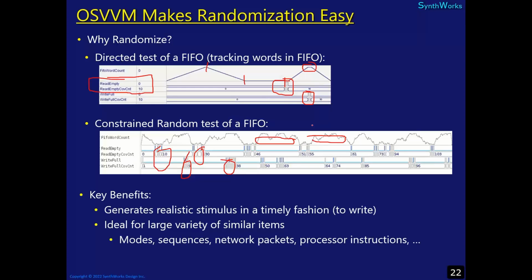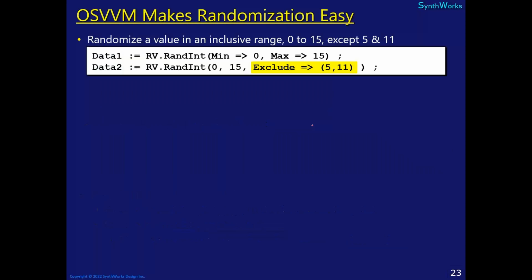So the key benefit of constrained random is that we generate realistic stimulus in a timely fashion. And when I say timely fashion, that's all about writing the test. Of course, the constrained random test is likely to run longer than an equivalent directed test. But it's really ideal when we have a large set of similar items like mode, sequence, network package, and processor instructions. And that's why constrained random became a thing in the environment, because what was happening when it became really popular, well, networking was going crazy and we needed some methodology to help us out. So the first step in getting to constrained random is to have a randomization library.